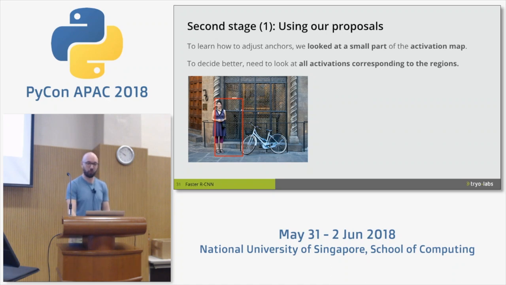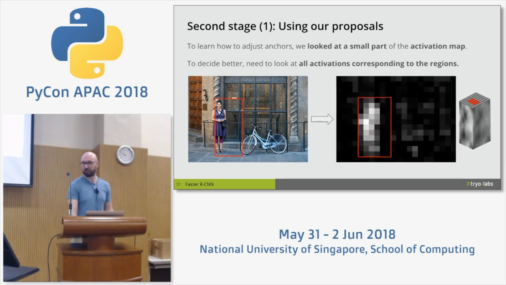So now I'm going to look at the entire activation map of the region. This will be a high-level representation of the region that encodes all the useful information. For example, the woman: I project that into my feature map, and I get the part of the feature map that represents this particular region. From that, I have the image summarized, so I can know better how to adjust the bounding box and classify if that is a person or not.